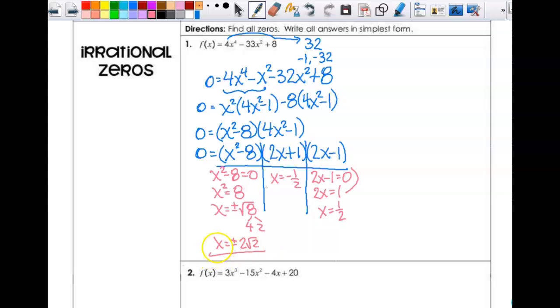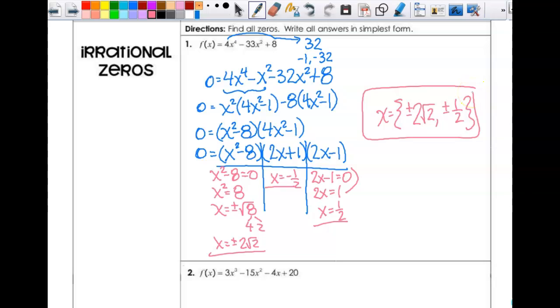So I have these as my zeros, and that's what I'm looking for. So x equals, I have plus or minus 2 square roots of 2, and then I have a positive and negative 1/2. I can separate them. I could also say it's plus or minus 1/2. Either way is fine. Sometimes, especially if you have a long list of them, if you can double them up, it's better, but it's fine either way.